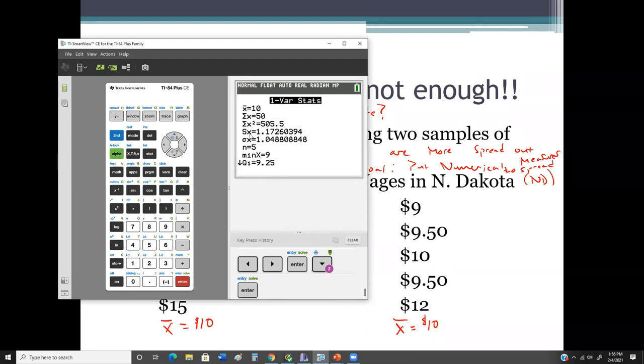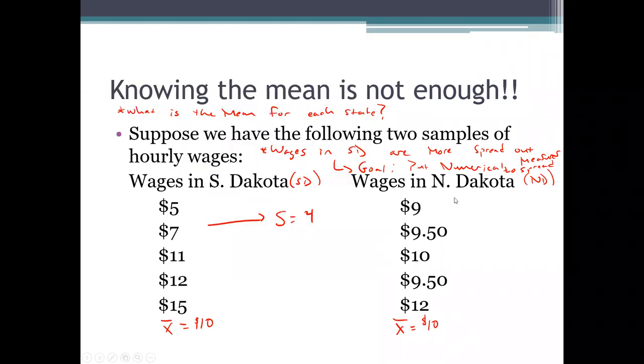So you see S sub X, that right there is 1.17. That's the standard deviation for the wages in North Dakota. Which is what we thought, right? Like we said, wages are more spread out in South Dakota, so it should have a higher standard deviation.